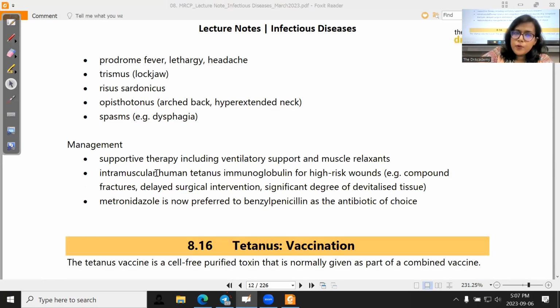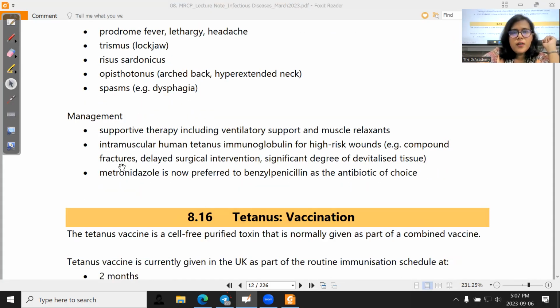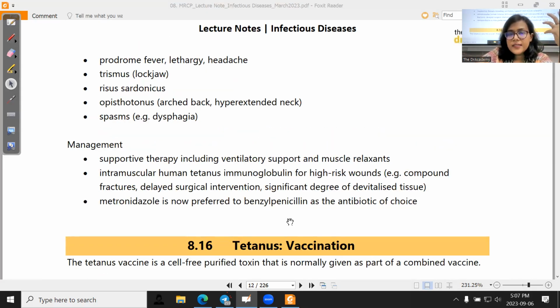Management is basically supportive therapy. Ventilatory support might be needed. Muscle relaxant, intramuscular human tetanus immunoglobulin, which is the passive immunization for high risk wound. However, if a person's tetanus vaccination cannot be found, then do not wait for the active vaccine. Go for simultaneous active and passive immunization. Now, metronidazole is preferred as it has a more anaerobic tendency. That's why metronidazole is preferred over benzyl penicillin as the antibiotic of choice.